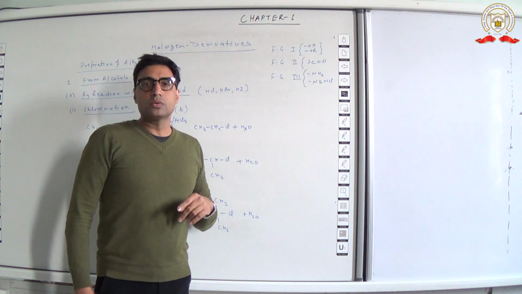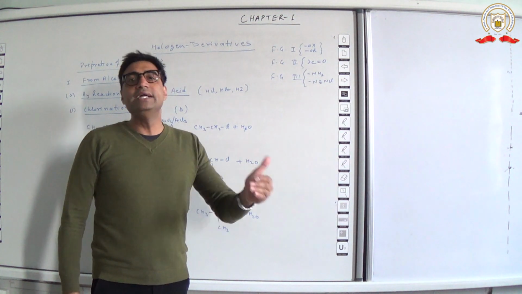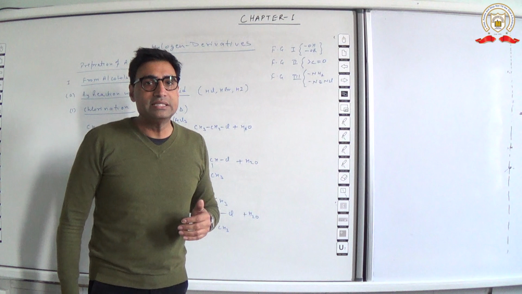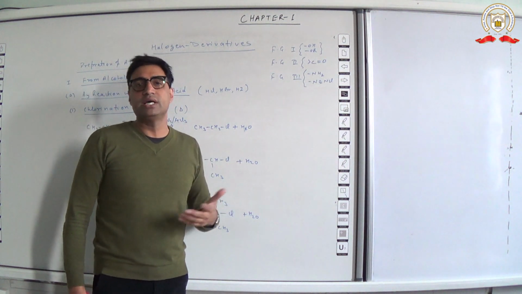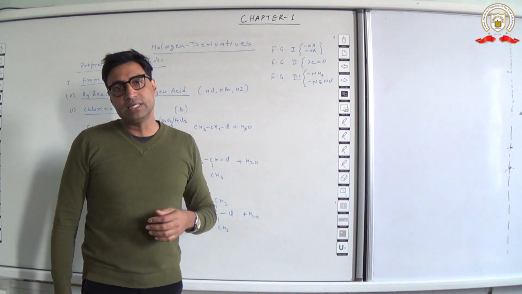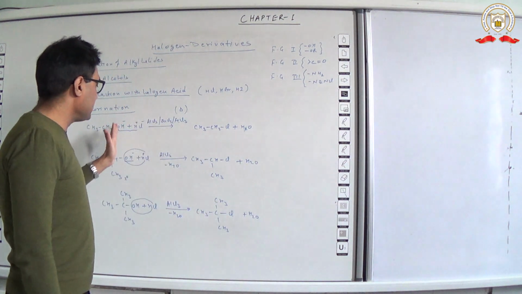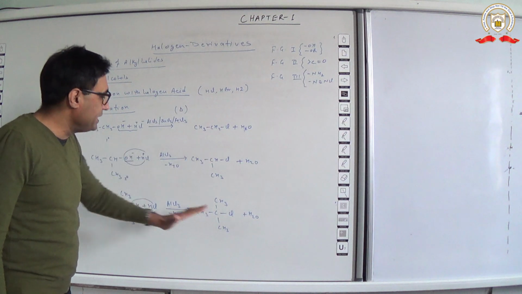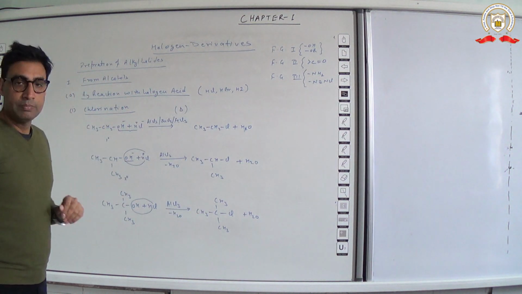But since primary alcohols are least reactive, you have to heat in that case. You need not heat in secondary and tertiary alcohols because they themselves are highly basic. They have a tendency of donating OH negative ion easily. So my dear student, this is how you can prepare alkyl chloride from alcohols.